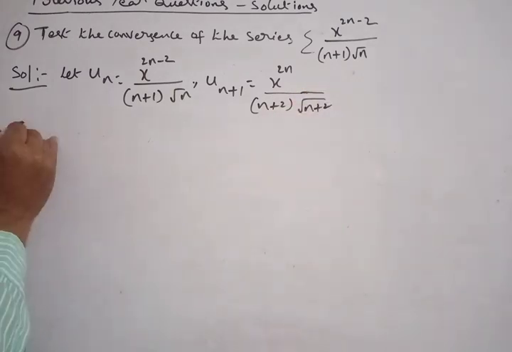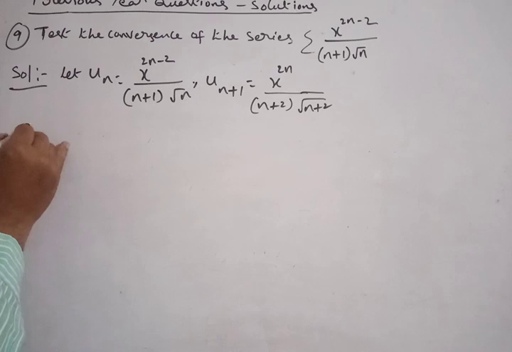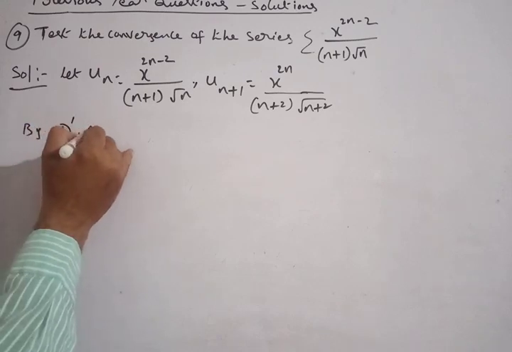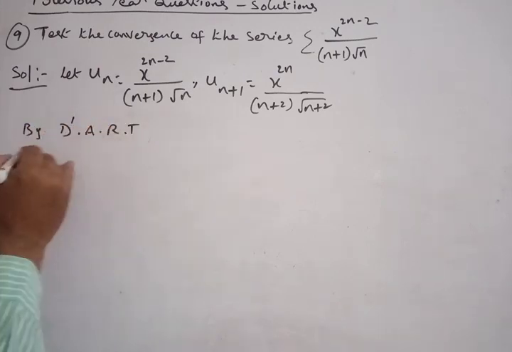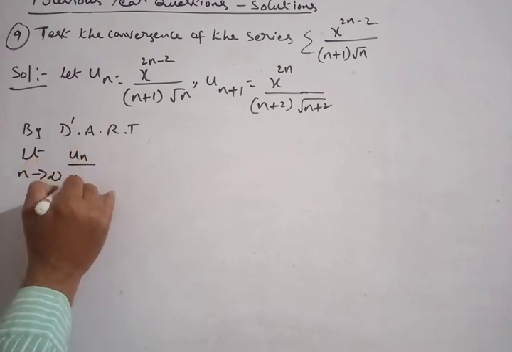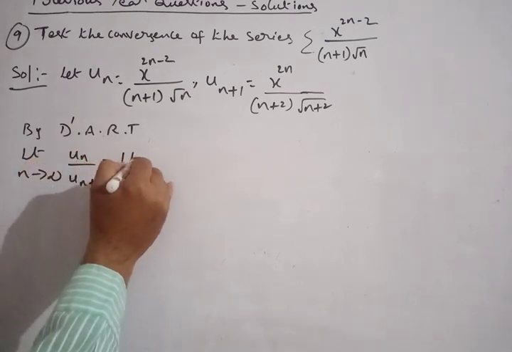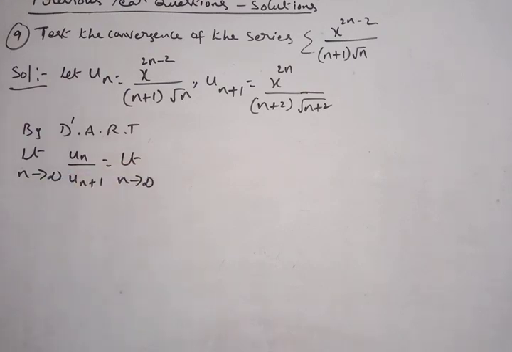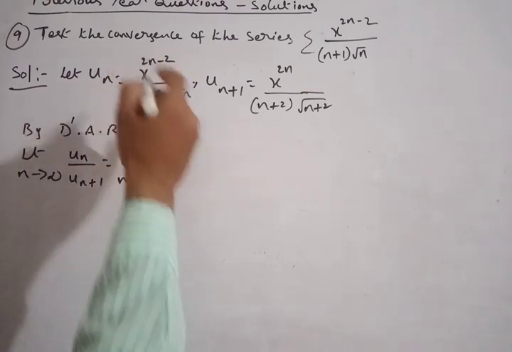Now what you have to do, by D'Alembert's ratio test. So by D'Alembert's ratio test, what you have to find is limit n tends to infinity un by un plus 1. So that means limit n tends to infinity, what is my un value?